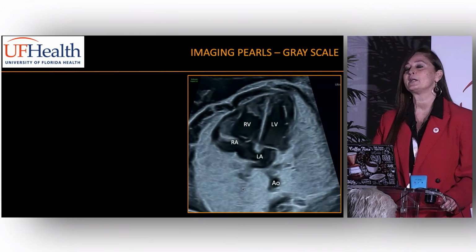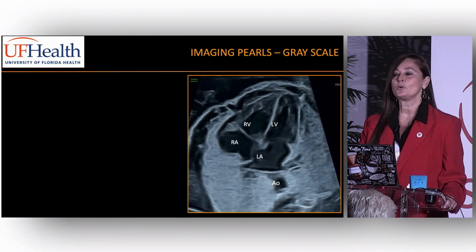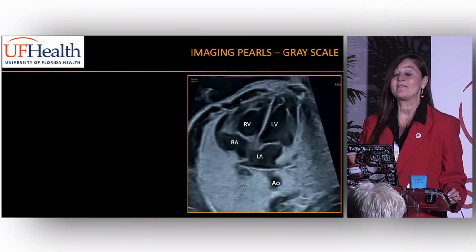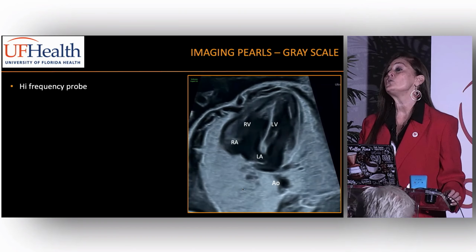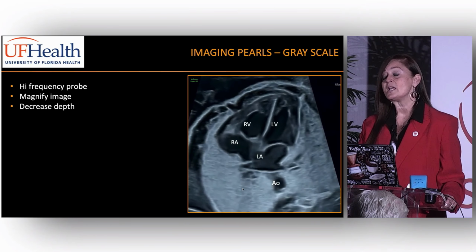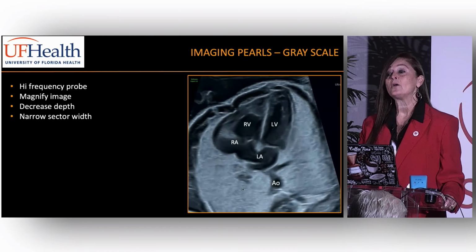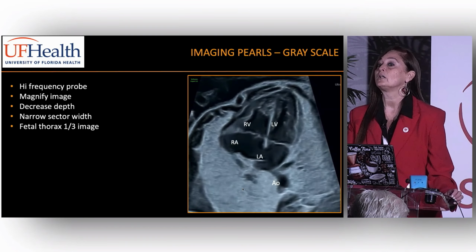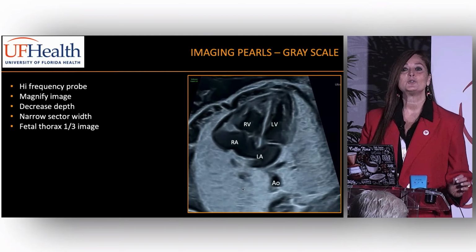Optimization is key. We're going to see Professor Marr do his magic as he scans a fetus later on and how he really navigates through the machine. But you try to use a high-frequency probe, magnify your image, decrease your depth, narrow your sector width, and depending on the type of machine, you will do a lot of adjustments. Don't be scared to magnify.